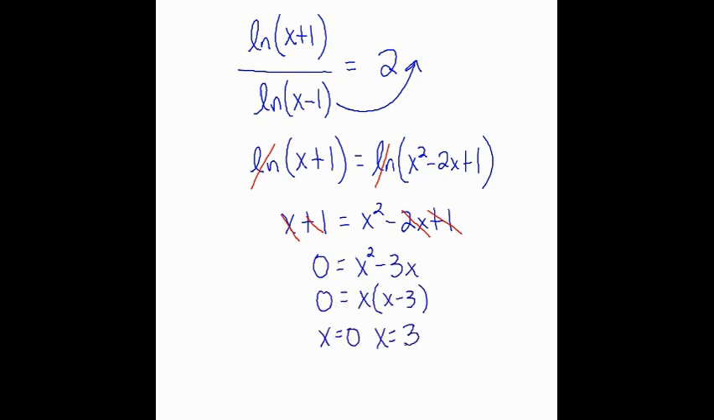Now, again, if we plug in 0 to the denominator, we will end up with natural log of negative 1. If you're okay with complex number outputs, you're good. Otherwise, reject it, and we're done.